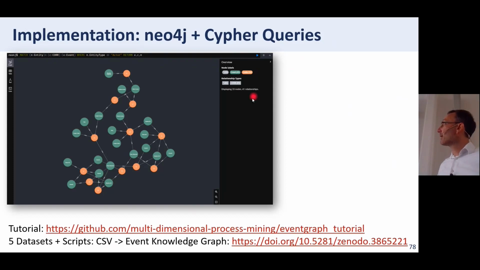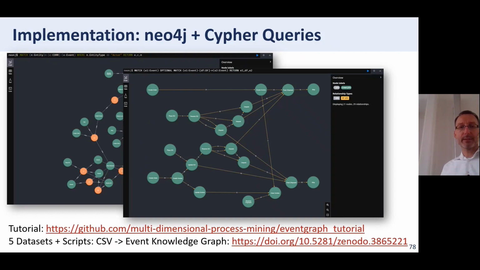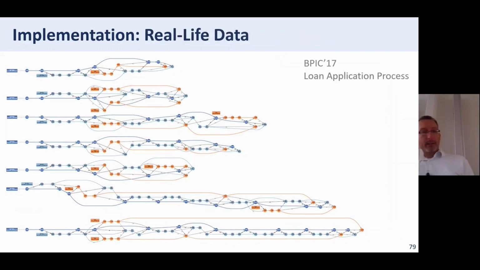We have a large data set created with all these scripts. So with scripts that can translate CSV files from 5 of the real-life event logs that we typically study into event knowledge graphs. That shows that we have a lot of multidimensional data available. We just never looked at it in this way. Now you can. So how does this work? As I said, you can query. So here are some cases from the BPI Challenge 17, this loan application process.